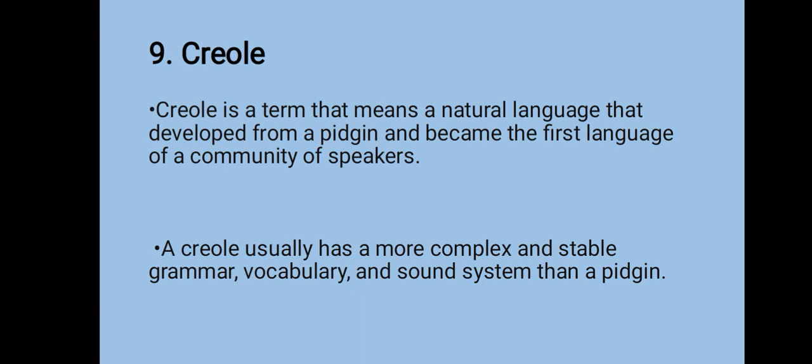A pidgin usually has a limited vocabulary and grammar and is not the native language of anyone. However, sometimes a pidgin can evolve into Creole, which is a full-fledged language that has its own complex grammar and vocabulary and is the native language of a group of people as well. And its example is Haitian Creole, which is spoken in Haiti and by Haitian immigrants in other countries.